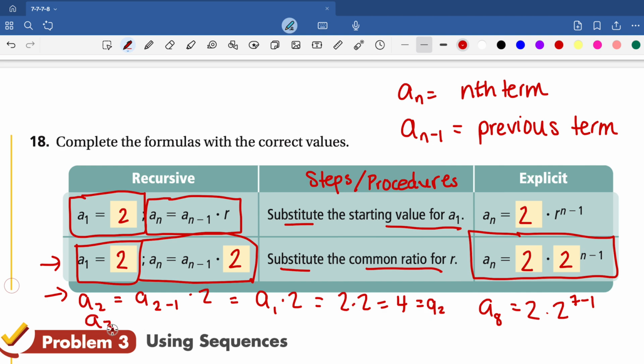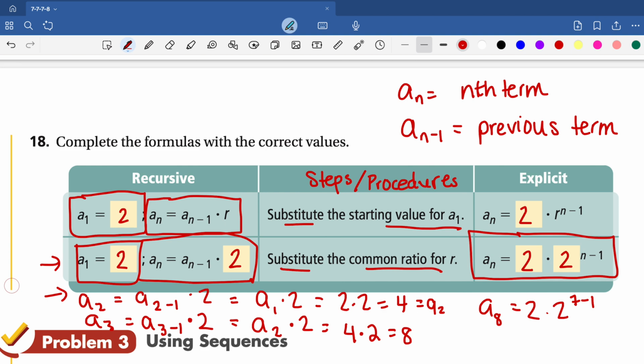But if I want the third term, I would need to plug in the previous term. So if I plug this in, a sub 3 is equal to a sub 3 minus 1, right? And that's times 2. And that's equal to a sub 2 times 2. And in this, to get the third term, I need the previous term. I need the a sub 2. And we found out from the previous line that a sub 2 was 4. So that's equal to 4 times 2, which is just 8.